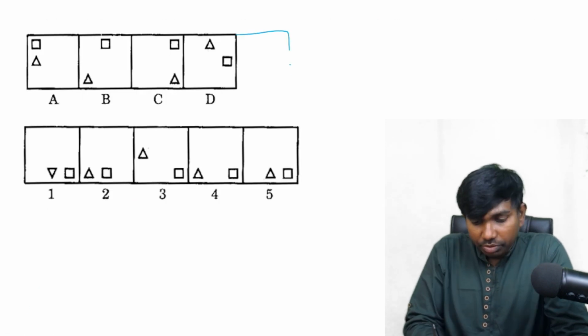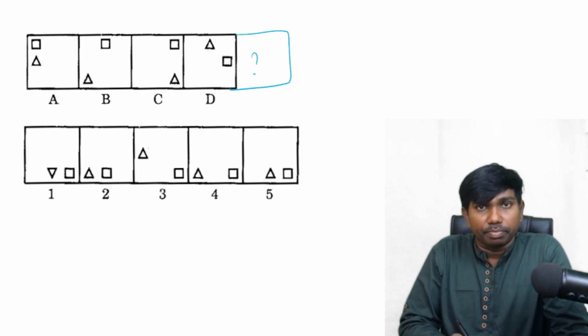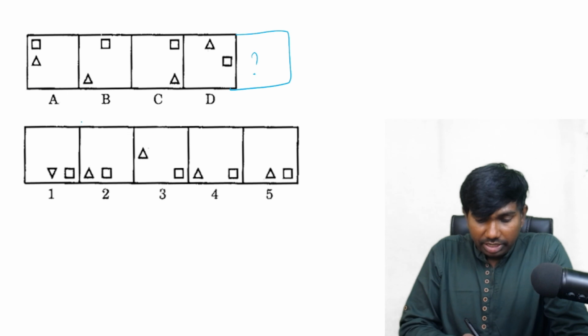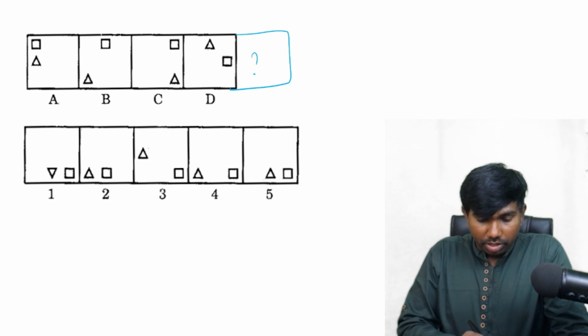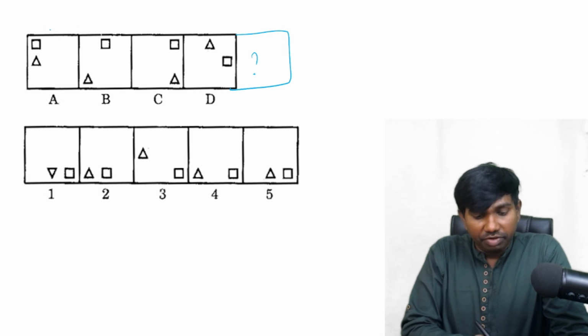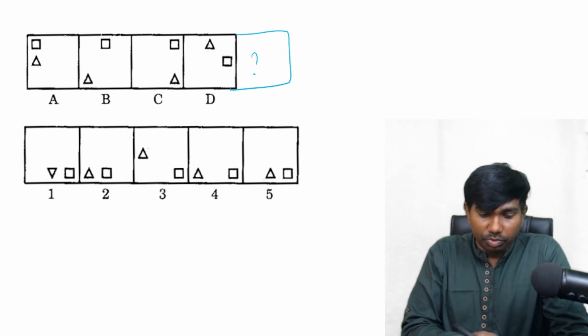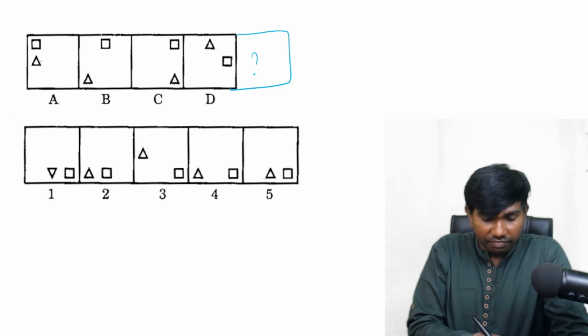Next question, we need to identify its next figure. Okay, here let us check the location of the element. Each element will be dealt with separately. If you get the answer with only one element, that is okay, lucky, right? If you are unable to decide the answer by taking only one element, we have to consider the other element also. Okay, let us consider the triangle first.